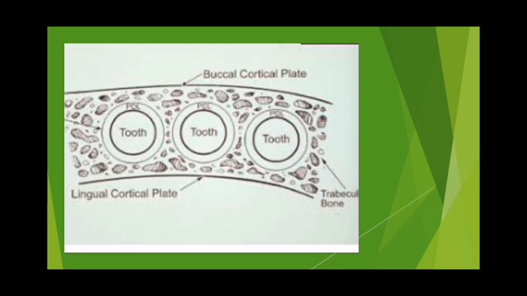We have a diagrammatic representation. We have the tooth. Around the tooth we have periodontal fibers, and around the periodontal fibers we have alveolar bone, and we have buccal cortical plates, lingual cortical plates and trabecular bone.